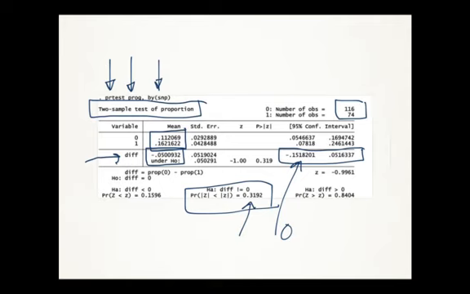Okay? So hopefully that's clear. You can see how we built on what we knew before, but now we're looking at a binary or dichotomous outcome, a proportion. And this comes up very, very frequently in medical research.